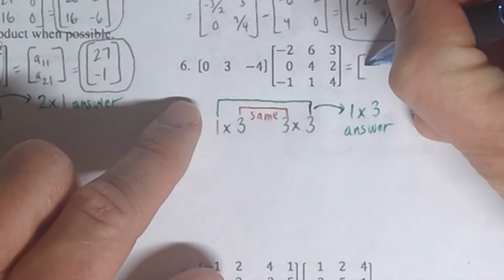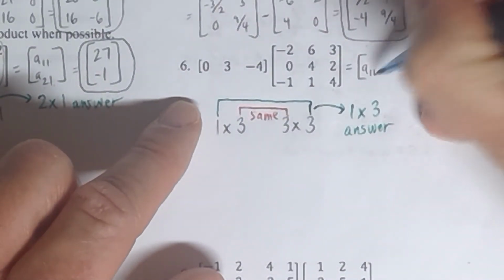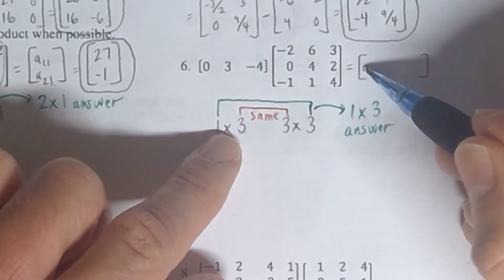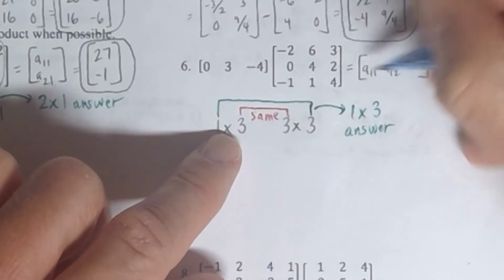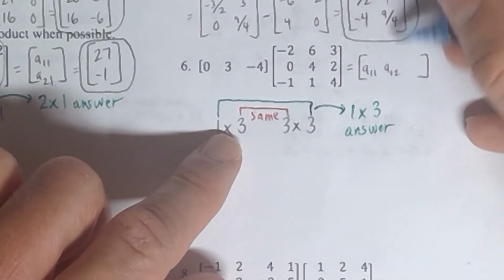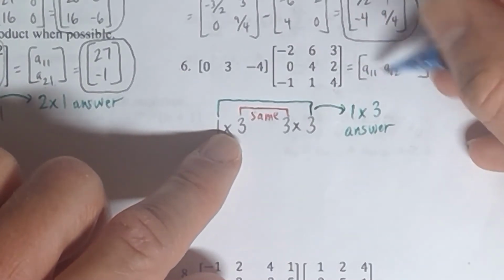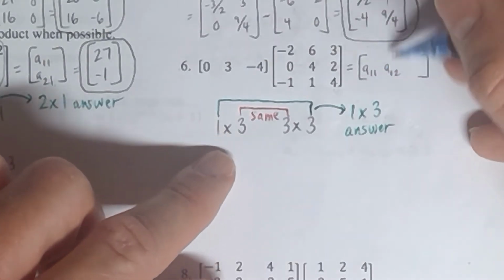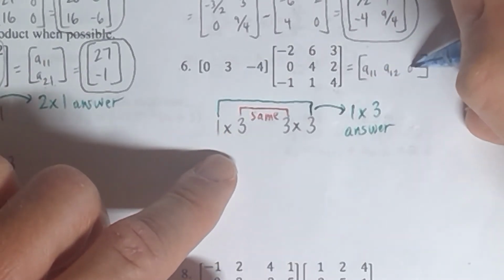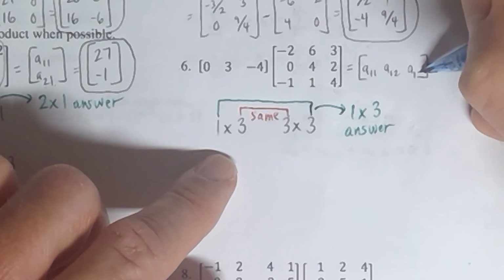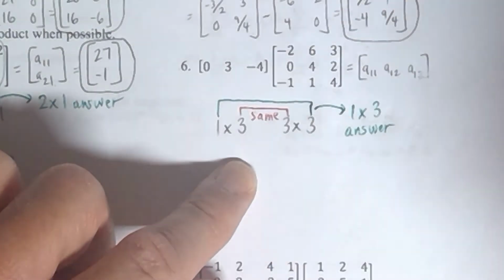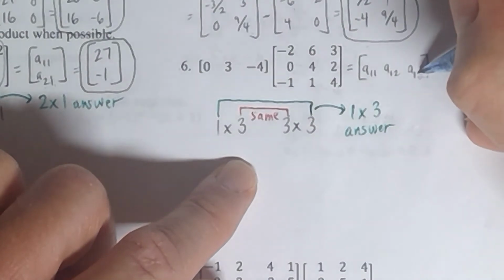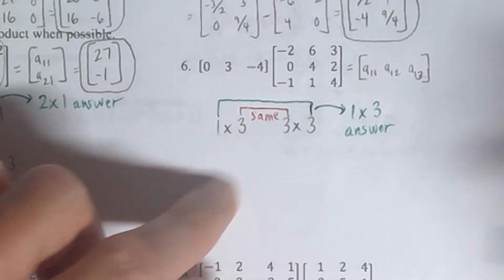So you're going to have A11, meaning that this is the first row and the first column. This one right here is the first row because there's only 1 row. First row, second column, because this is the first column over here. And then this one is the first row and the third column.